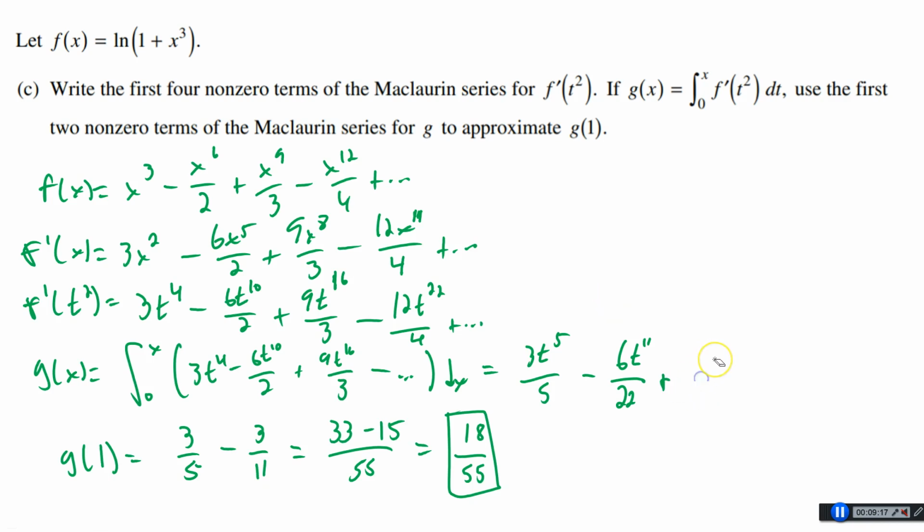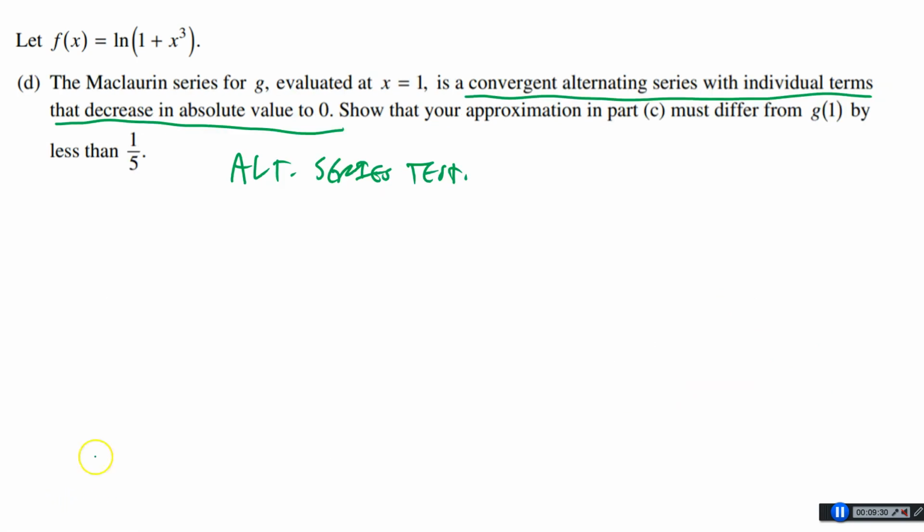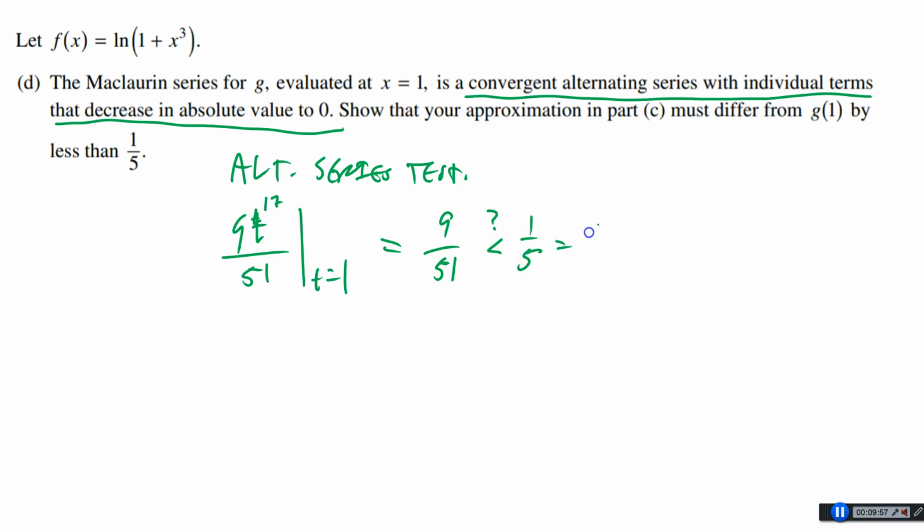So if I go one more term here, it would be 9t to the 17th power divided by 17 times 3, which is 51. So if you plug 1 into that, we're using 9t to the 17 over 51, evaluated at t equals 1. So we plug 1 in there, we get 9 over 51. So the question is, is that less than 1/5? Well, 9 out of 45 is 1/5. That's probably the easiest way to think about it. So 9 out of 51 is indeed less than 9 out of 45 because the denominator is bigger. So that checks out.